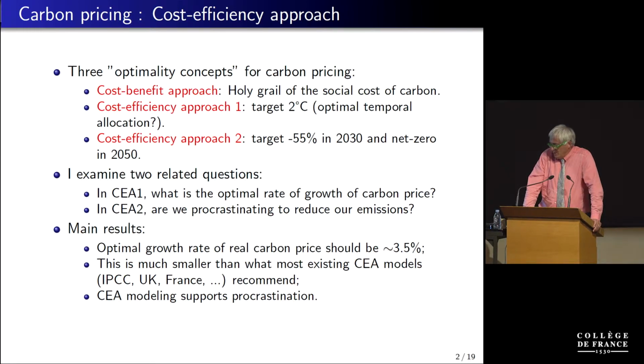So I've been working a lot on the cost-benefit approach, trying to estimate the risk adjustment associated to this climate problem, what we call the climate discount rate. Today, I would like to determine or characterize the optimal trajectory, what should be the path of carbon price under the cost efficiency approach number one. That is, suppose that we have a 2-degree target.